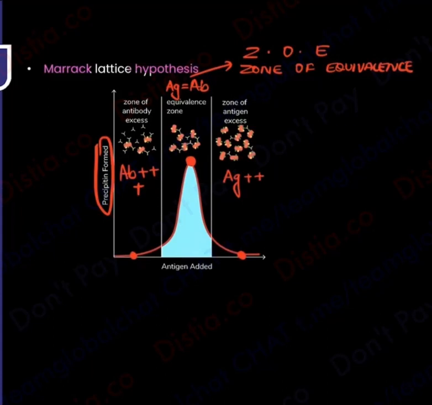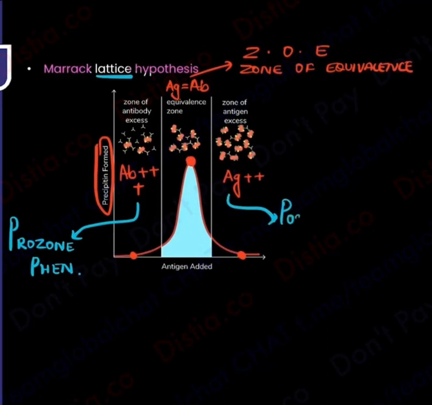When there is excess of antibody, this is known as the prozone phenomenon. A lot of students ask me, what is the prozone phenomenon? That is when antibodies are in excess. The lattice will not form, the antigen-antibody reaction will not occur. When antigen is in excess, that is known as the postzone phenomenon. That is known as the postzone phenomenon.